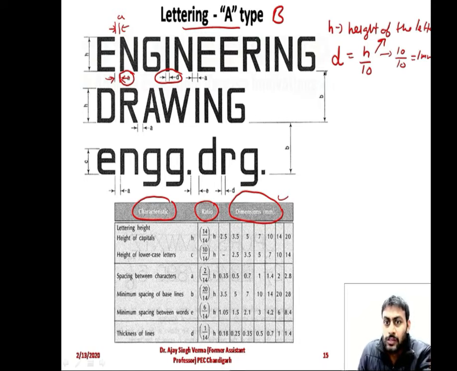Next is your B. What is B? You can see here in your table also. This is B, a minimum space of the baseline. This is termed as your B. And what is your E?